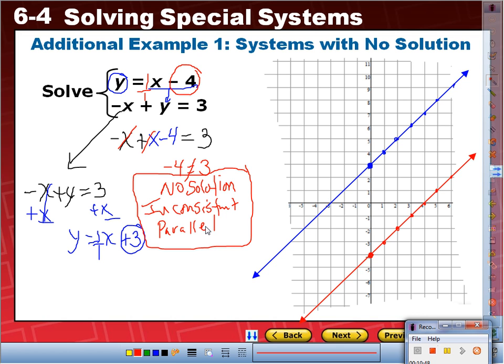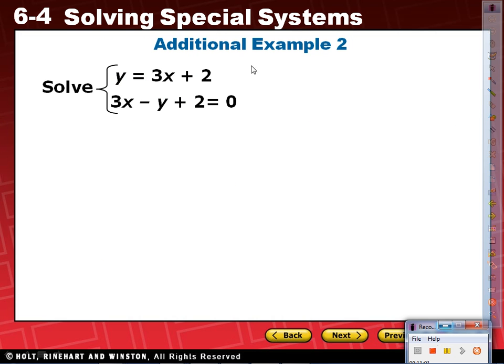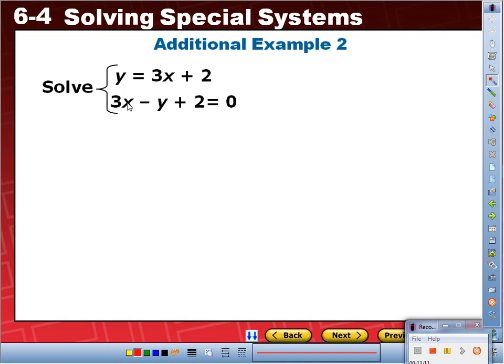Dependent. So let's go back to our Cornell notes. Write this down. Example 2. Example 2 says, solve y equals 3x plus 2 and 3x minus y plus 2 equals 0. First, we're going to work it out, and then we'll see what it looks like on the graph.